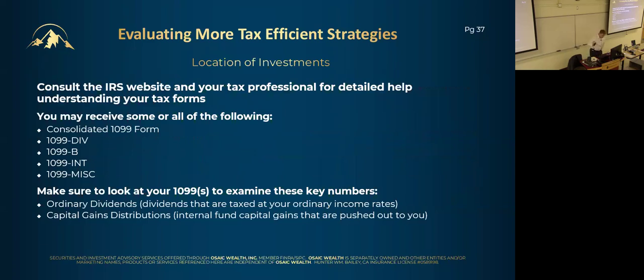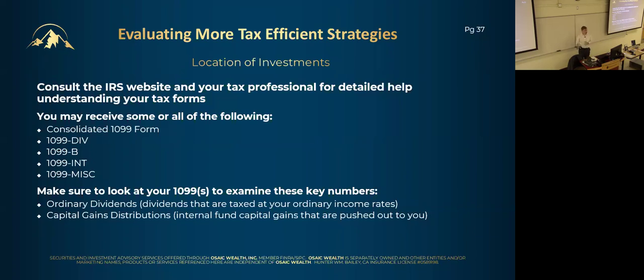So make sure you consult the IRS website and your tax professional for detailed help understanding your tax forms, because we're not tax planners, we're not CPAs. I'm just trying to give you some of the general advice and direction that you might want to go. But you might receive some or all of these 1099 forms. So you might get a consolidated 1099. That's what I get from Schwab. You might get a 1099-DIV, which shows your dividends, ordinary dividends and capital gains distributions for the year. You might get a 1099-B, which will be your sales and such like that. You might get a 1099-INT, which will be your interest, taxable and otherwise. And you might get a 1099-MISC, which will just kind of tie everything else together.